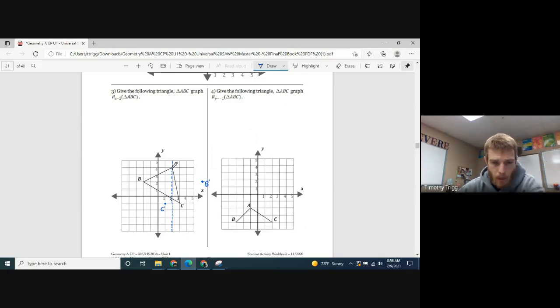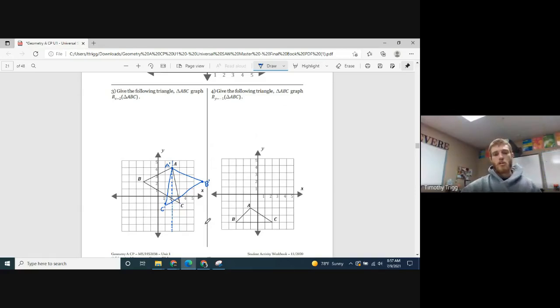A is on the reflection line, isn't it? So when you reflect it, it just stays put. How far is A from the reflection line? Well, it's 0 away, right? It's on the reflection line. So when you reflect it, it stays there. So A and A prime are actually the same point. They have the same coordinates. Then we connect our A prime, B prime, and C prime to create the image.